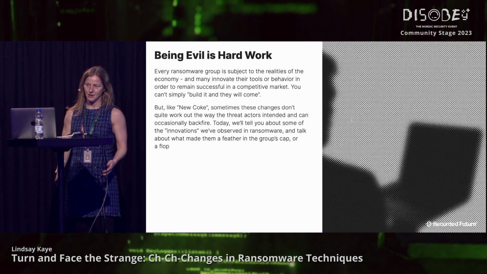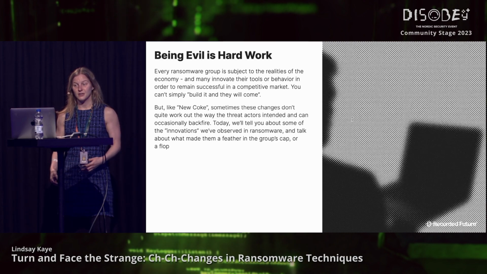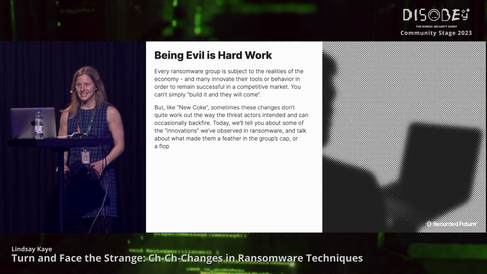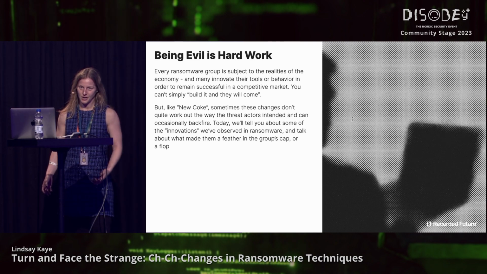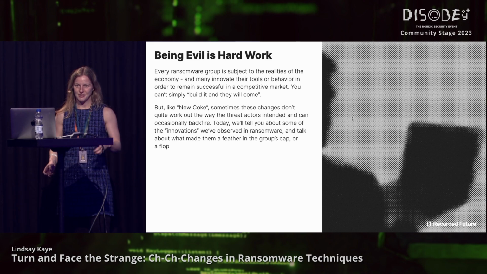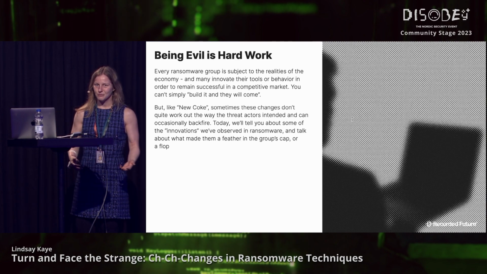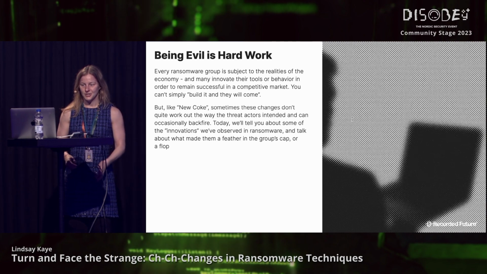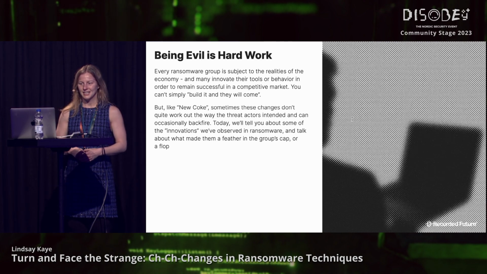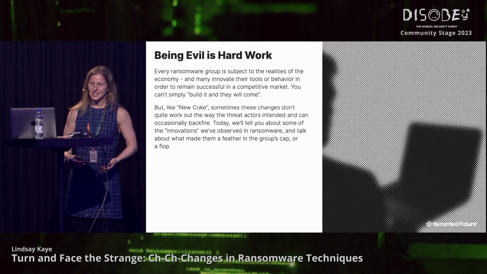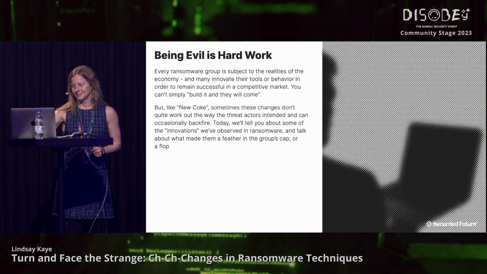to the realities of the economy. So sometimes we see them innovate their tools or behavior in order to remain successful in a very competitive market. They can't simply just build it and the affiliates will come to them. But like some other less successful innovations of the past, sometimes these changes don't really work the way that the threat actors intend, and sometimes we see them backfire. So today, I'm going to tell you about a couple of these innovations that we've observed in ransomware and talk about what made them particularly successful or much less so.